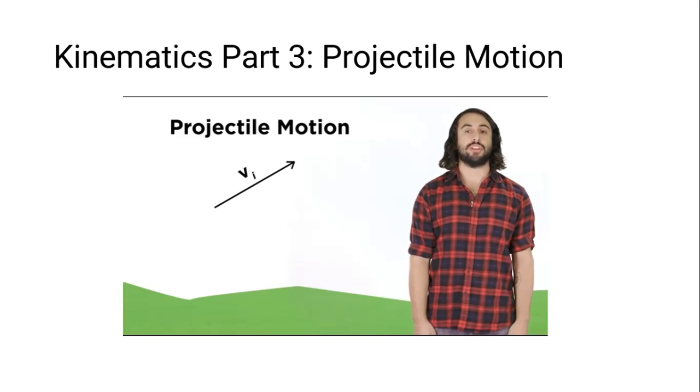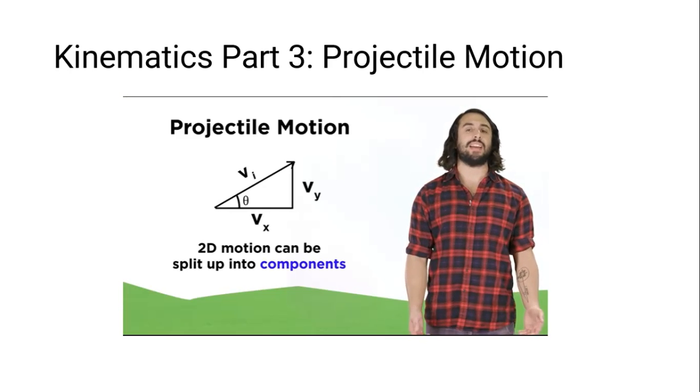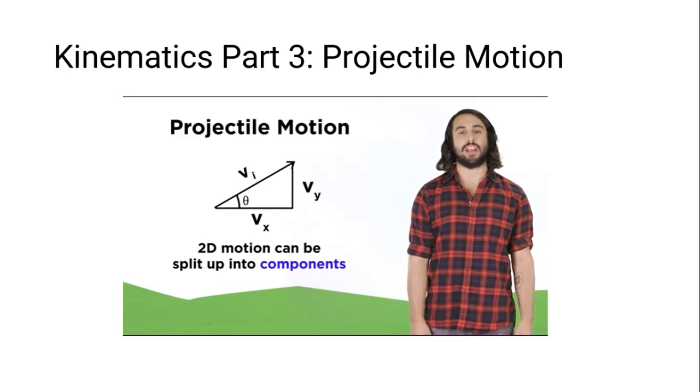So projectile motion is a little more complicated than one-dimensional motion, but if we know how to divide any vector into x and y components, we can easily analyze projectile motion as the combination of two types of one-dimensional motion. Let's check comprehension.